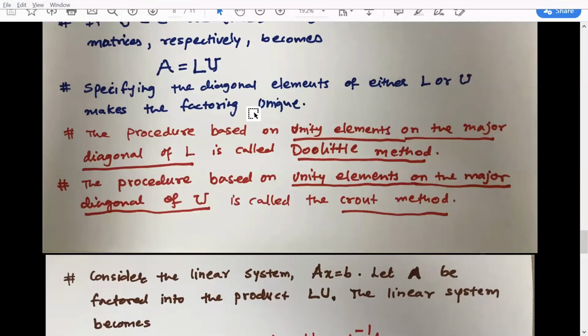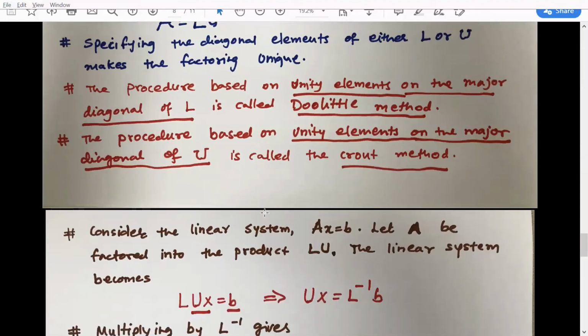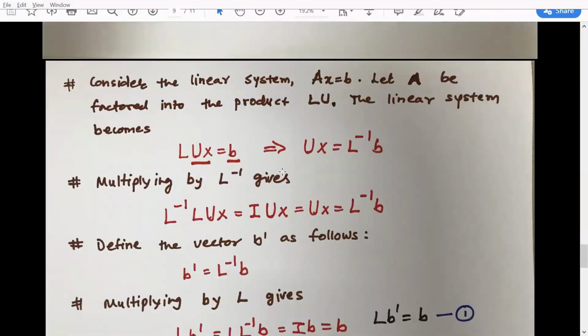So we will see now how things move. A linear system, a linear simultaneous algebraic equation, can be written in the form AX = B. We are writing it in vector form. So let A be factored into the product LU. The linear system becomes this. This is our original equation.